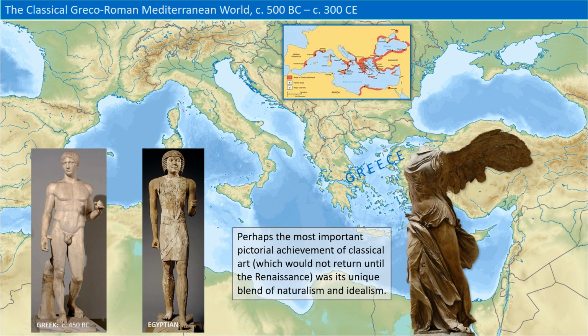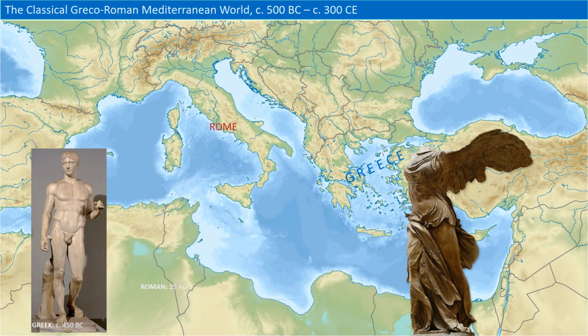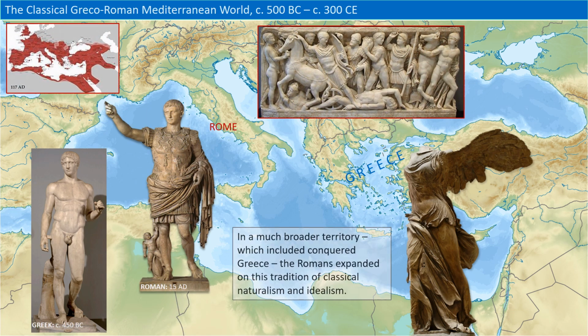The other so-called classical antique culture was that of the Romans, who had a vast empire around the Mediterranean, including those territories that they conquered from the Greeks. In a much broader territory, which included conquered Greece, the Romans expanded on this tradition of classical naturalism and idealism. In fact, Roman visual culture is largely appropriated from ancient Greece, but it is largely through Roman statues and relief sculptures that the Italians of the Renaissance became familiar with the classical style.